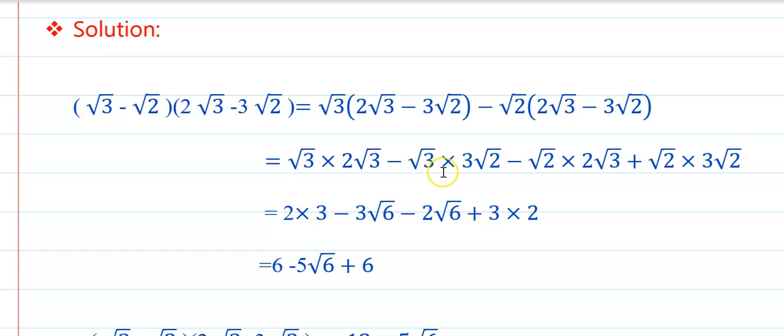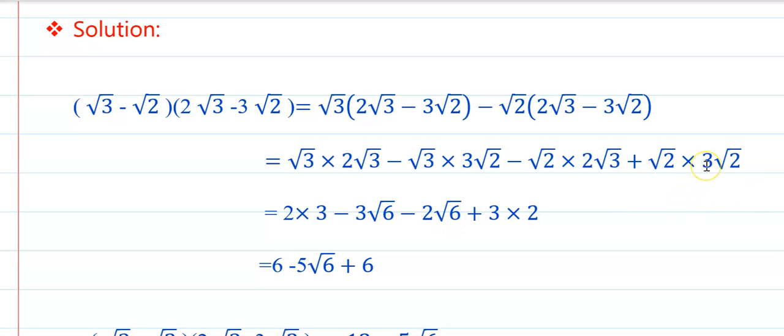What about the next? That is 3, a rational number, root 3 into root 2. Both of them have the same index, therefore it is root 6. Root 3 into root 2 is root 6. Overall you will get minus 3 root 6. And next is 2, root 2 into root 3. Again root 2 into root 3 is root 6.